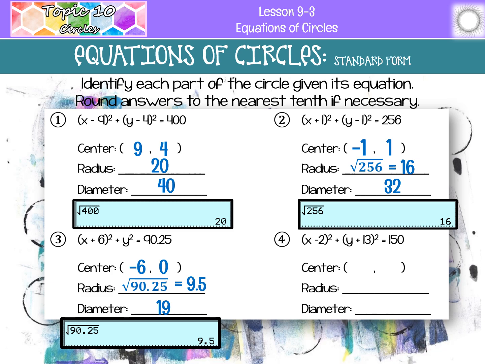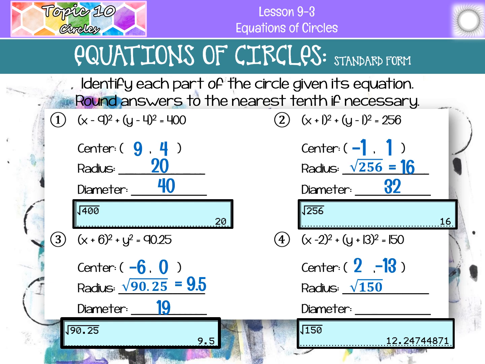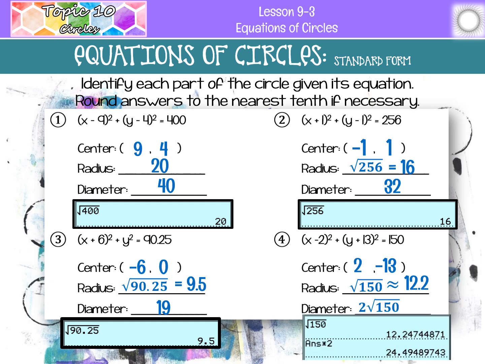Number 4, opposite, opposite. 2, -13 is our center. Radius is the square root of 150. That's an exact answer. They do want a rounded to the nearest tenth answer, so put it in your calculator. You get about 12.2. We could have also simplified that like we did on a prior unit, but it did not request that. Diameter is going to be double that, or 2 times the radical 150. So if we just double what we had in our calculator, we get about 24.5.